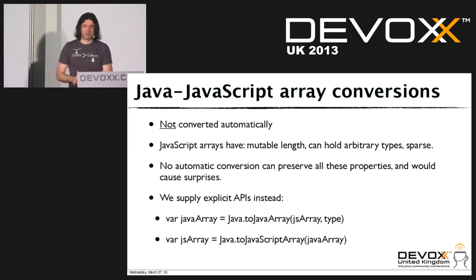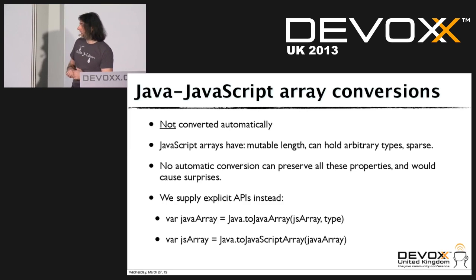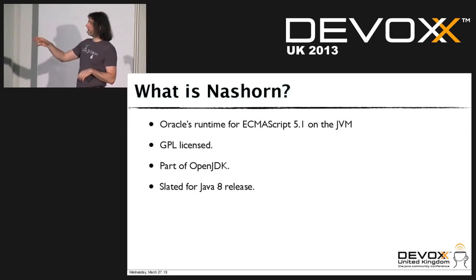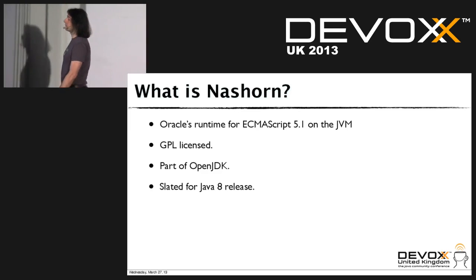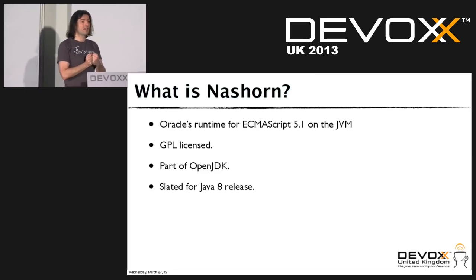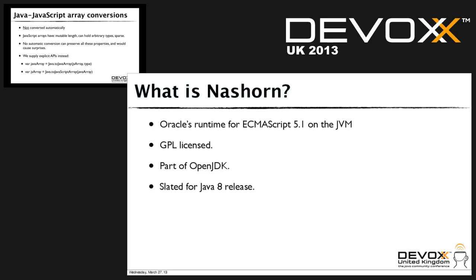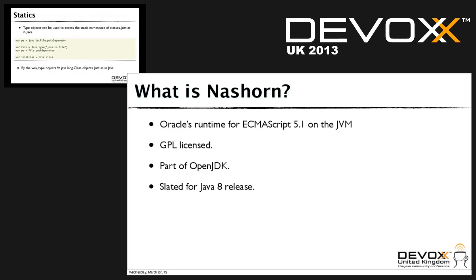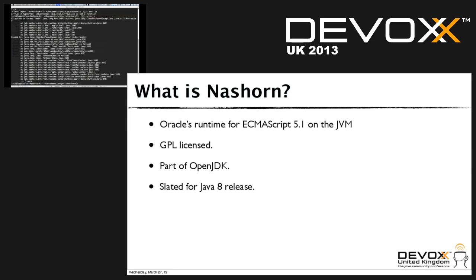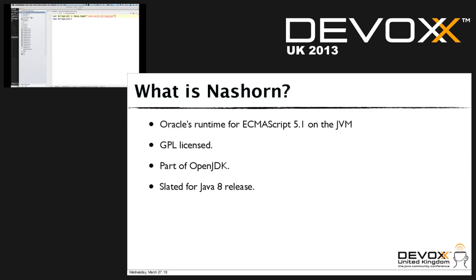So what we do instead is we provide two functions, two APIs on the capital J Java. One converts from a JavaScript array to a Java array, and the other converts the other way around. The one that converts to Java array can optionally take a type, so you can tell it what kind of an array you want. Incidentally, I do actually have a small program. Yes, here's a little program.